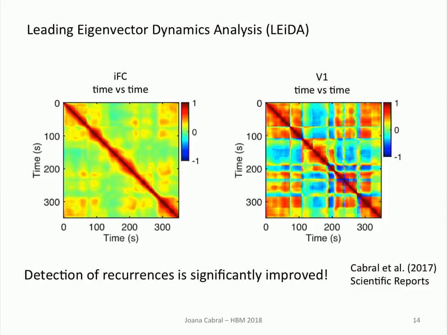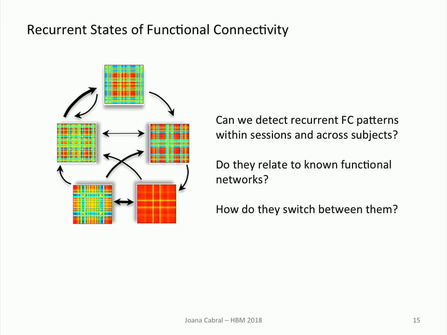So now, when we look at the time versus time matrix, we see that actually we can detect recurrences that go up to 0.8 after 200 seconds of scanning. So we can really see the same dominant pattern. Using the leading eigenvector is like getting rid of most of the noise, and we just focus on the main communities that are being formed.